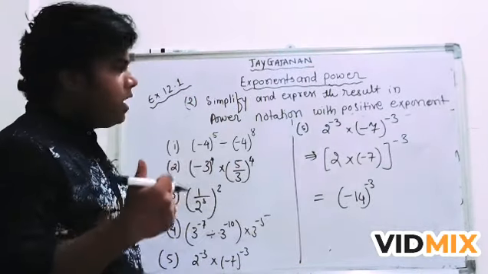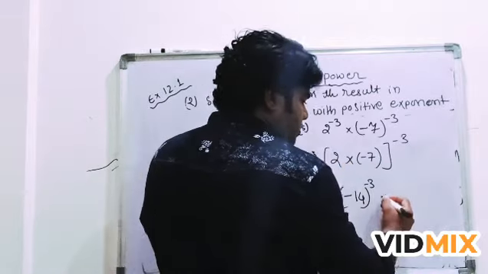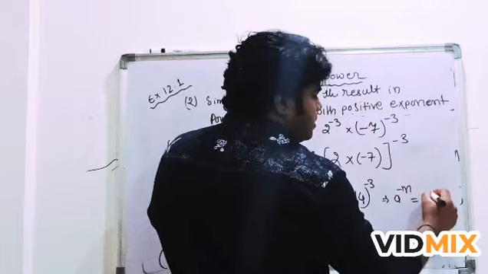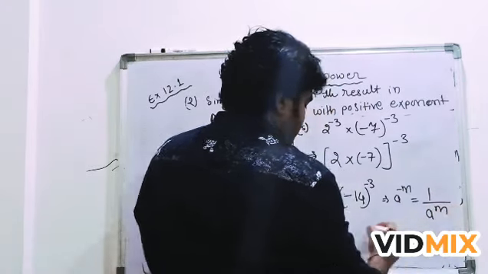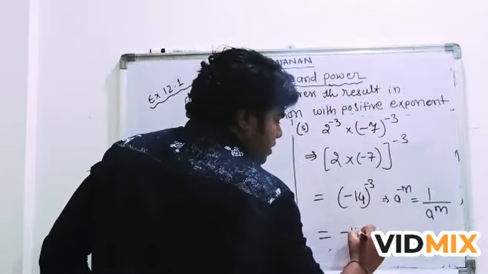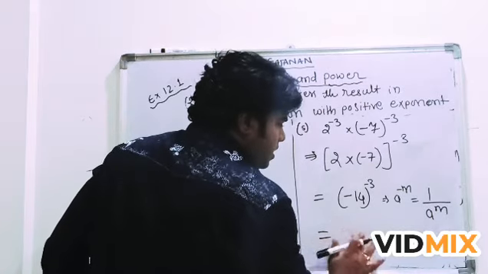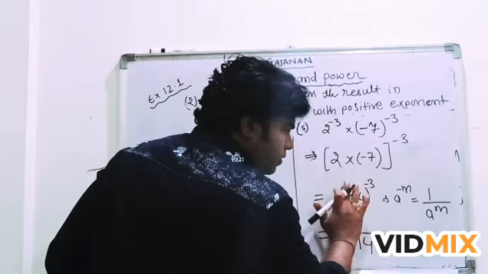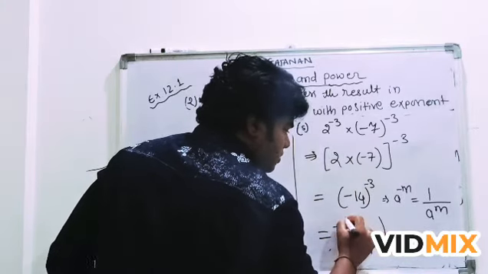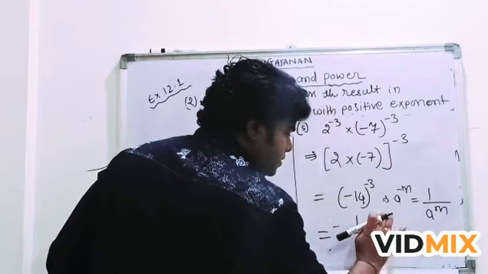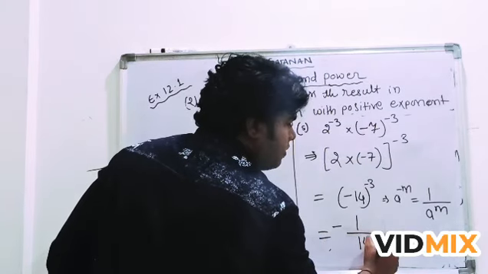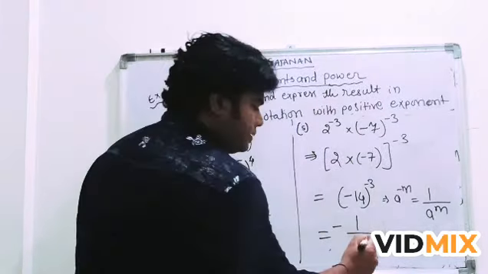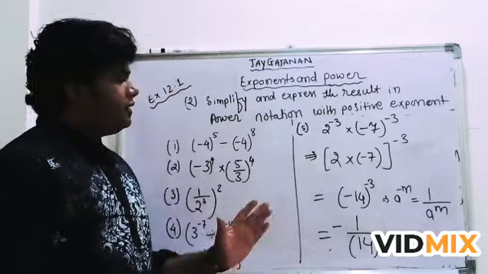Since we want this in power notation, which identity will we use here? Using a to the power minus m is equal to 1 upon a to the power m. Minus 14, so this will become 1 upon 14, but the negative sign will remain as it is. The negative sign did not change here; the change happened here. So this will become 1 upon 14 to the power 3. Correct? So this is your final answer. You can keep this in the bracket.